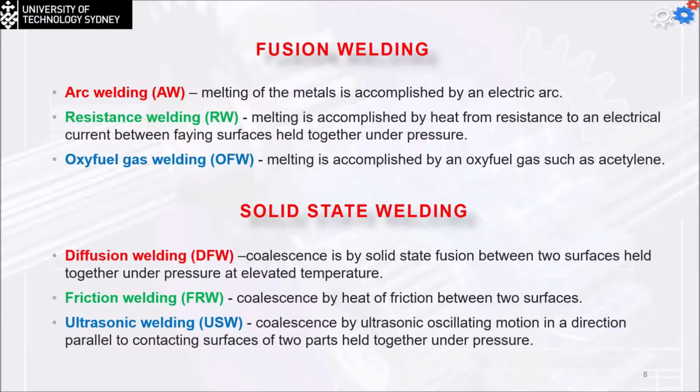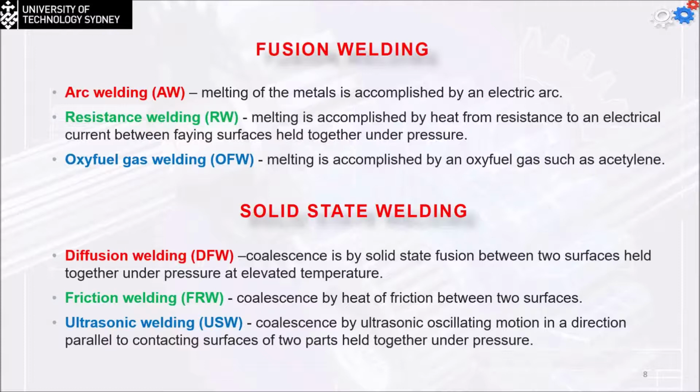For solid state welding, we can have the diffusion type of welding, friction welding, and ultrasonic welding. Actually, friction welding and ultrasonic welding can basically be considered the same. The difference is that in the friction type, we have friction due to the rotation of the part, while in ultrasonic welding, we have high-speed oscillation to create the friction. Diffusion welding is a solid state fusion between two surfaces held together under pressure at elevated temperature, which is less than the melting point of the base metal.